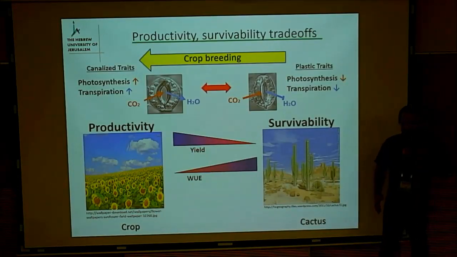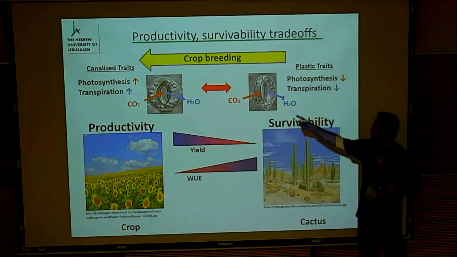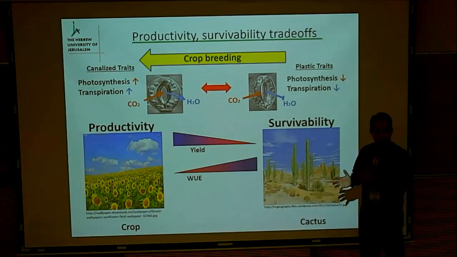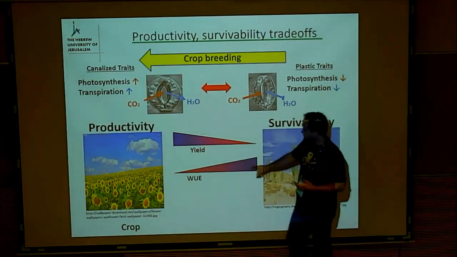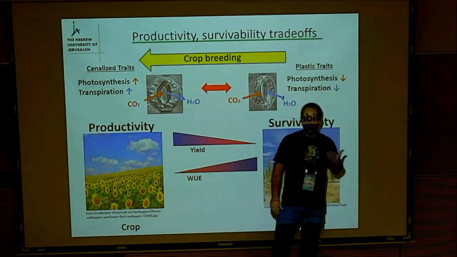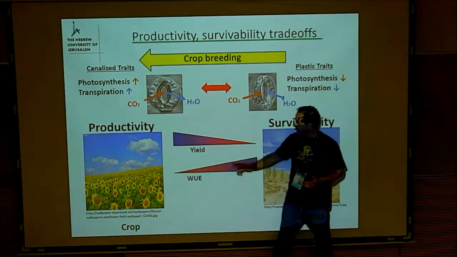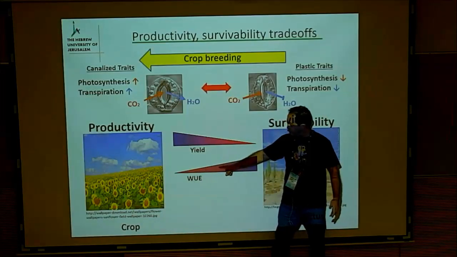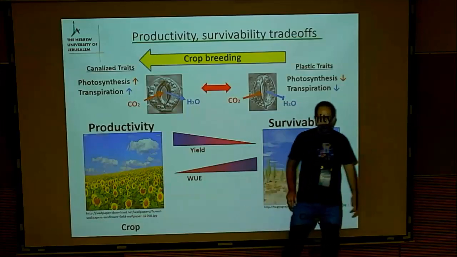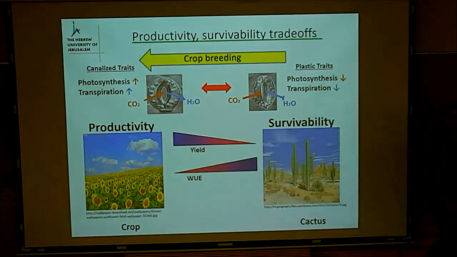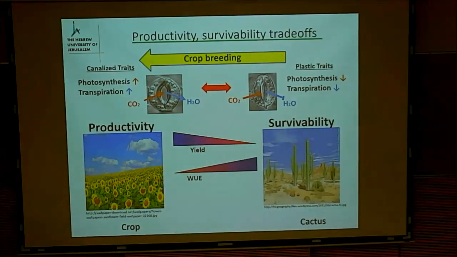Crops today lose a lot of water. They open stomata much more than the wild type in order to do photosynthesis. And in the process, they lose water, so they have relatively low water use efficiency. And the balance today is to find a way to go a bit back here, but not too much. Okay?